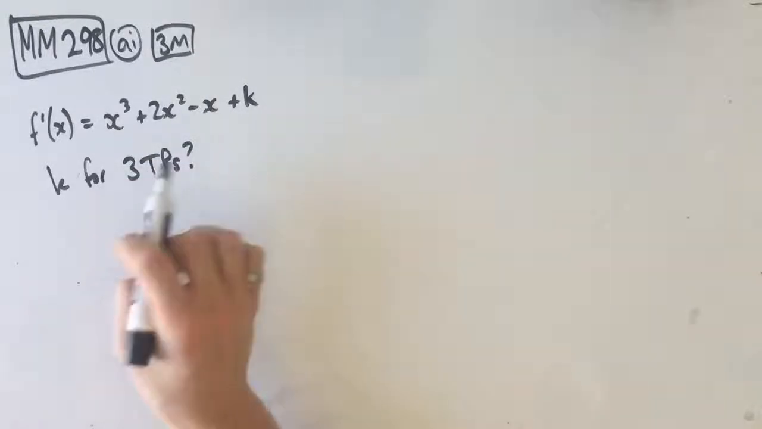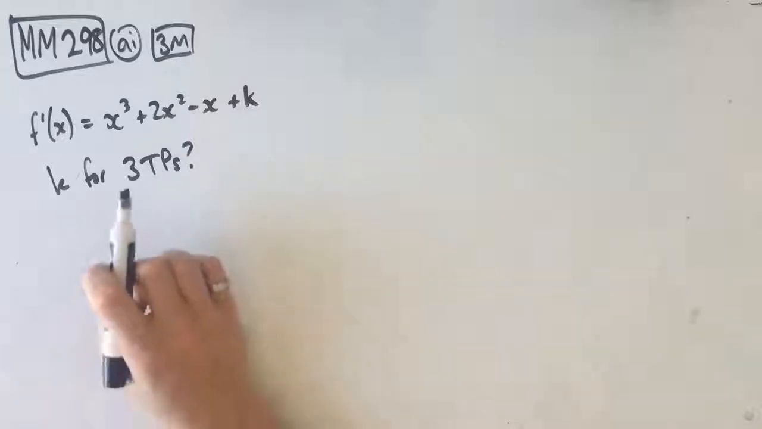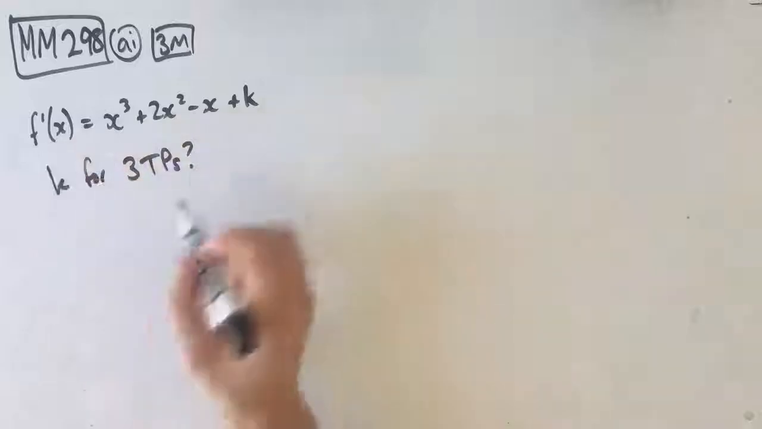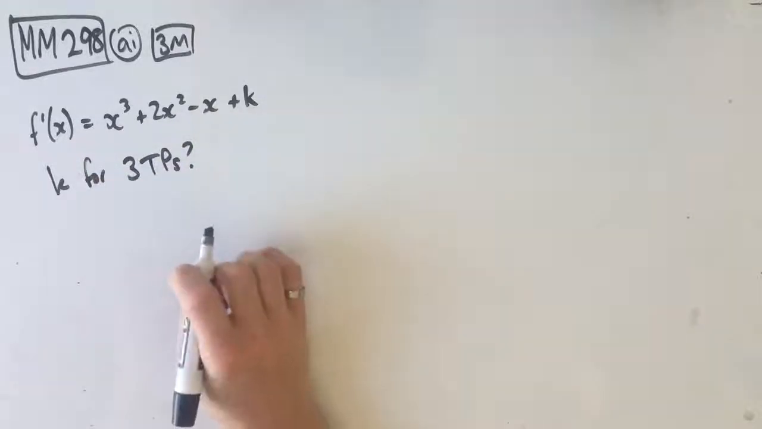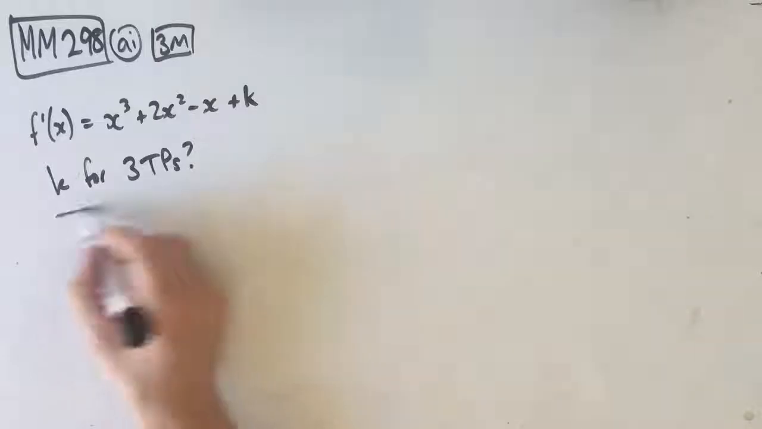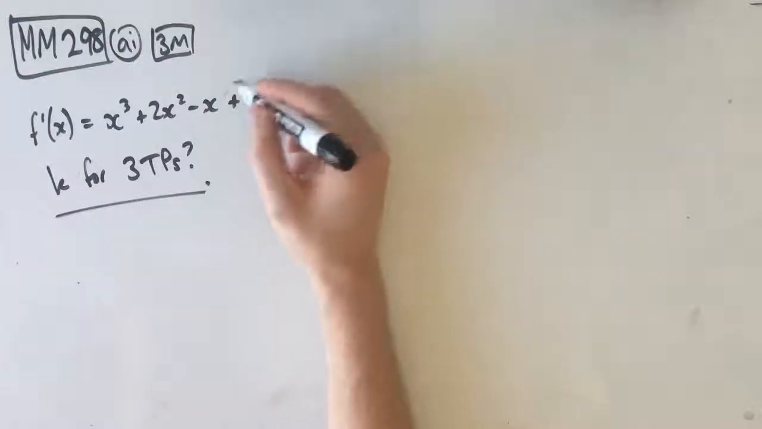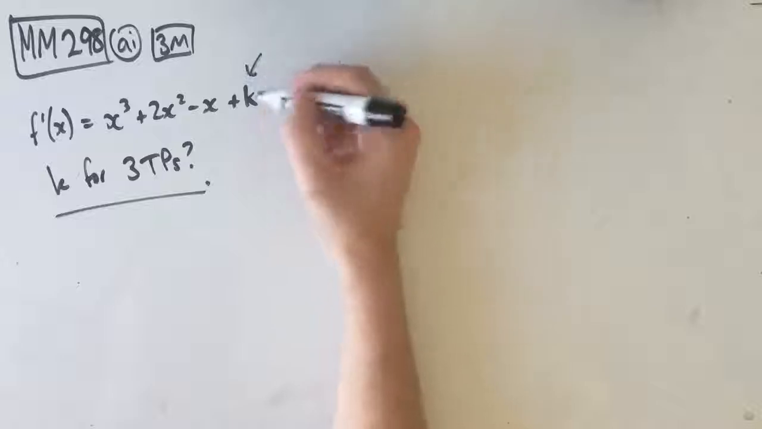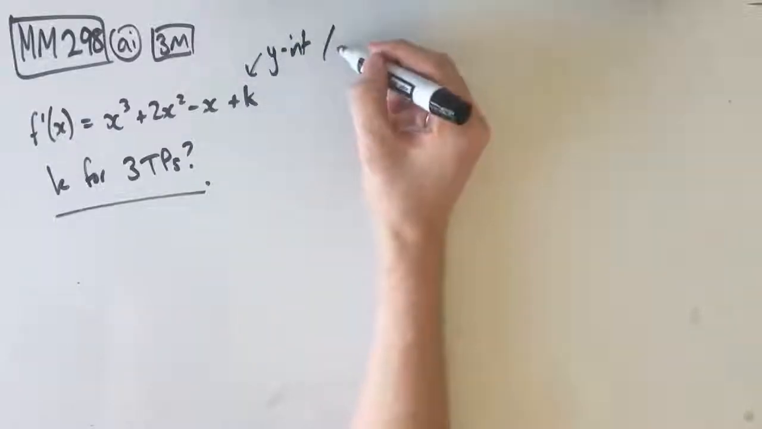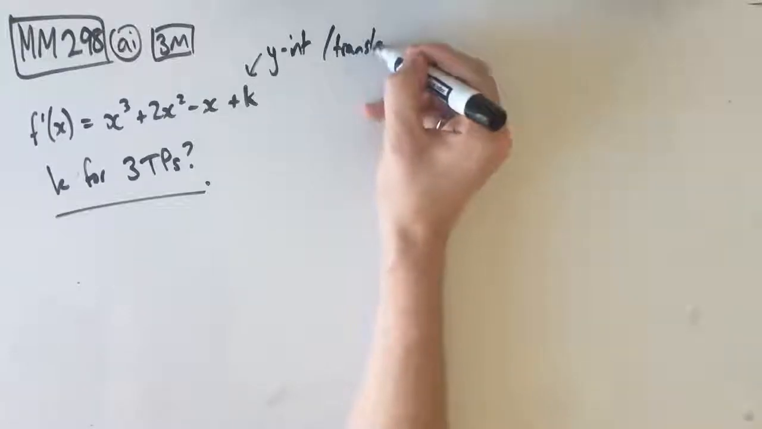Okay, so f of x is a function of x such that f dash of x equals x cubed plus 2x squared take x plus k, which is this bit here. Find the range of exact values of k for which the graph of f of x has 3 turning points. Awesome. So k is our vertical translation, right? Because this is the end value, it hasn't got an x associated with it. This is actually our y-intercept or our translation, right?